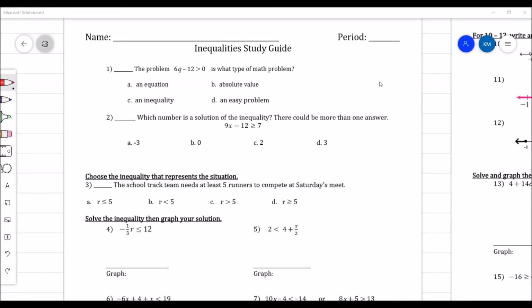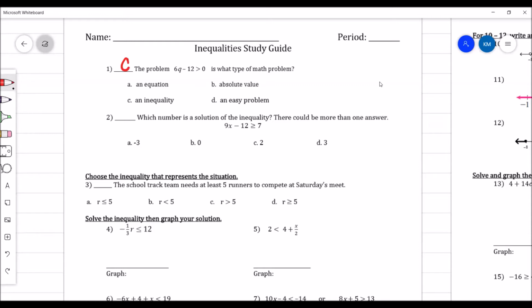We're going to go through this inequality study guide, preparing for our test tomorrow. Here we go. So the first problem says 6q minus 12 is greater than 0. What type of math problem is it? Some interesting answers here, but it is an inequality. It's important to realize that there are multiple answers to an inequality.